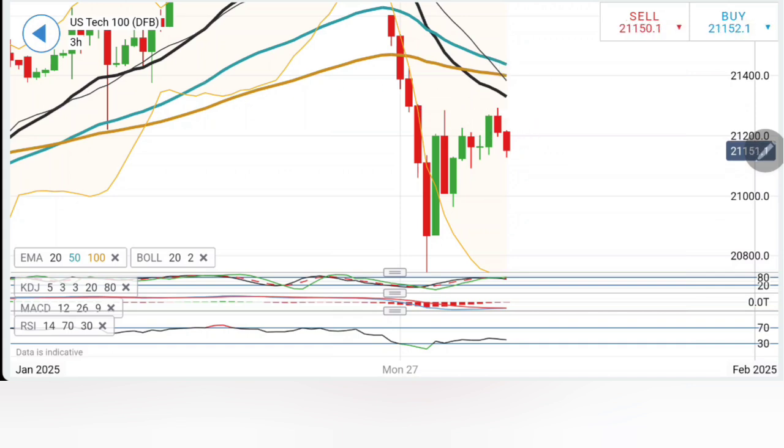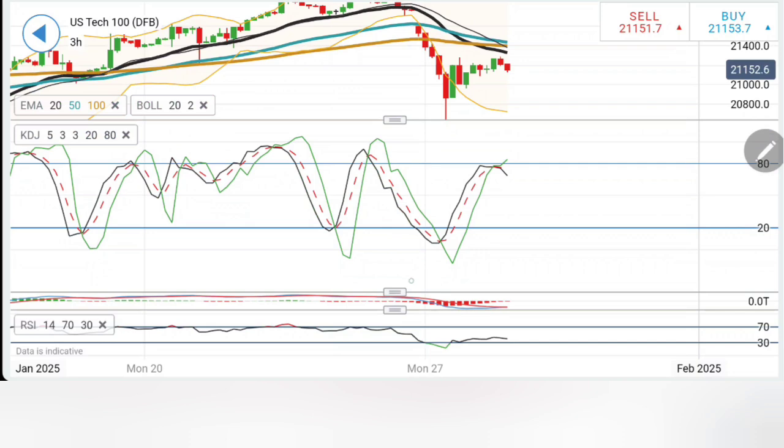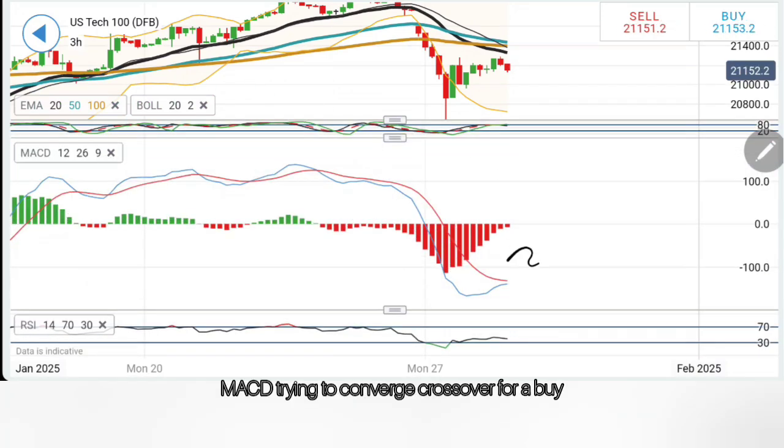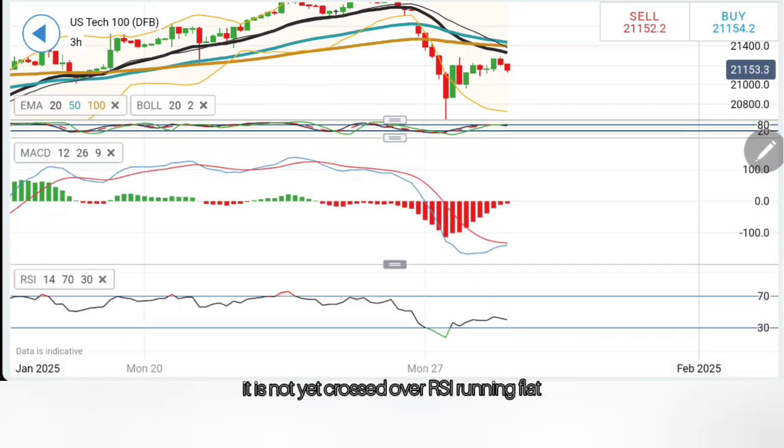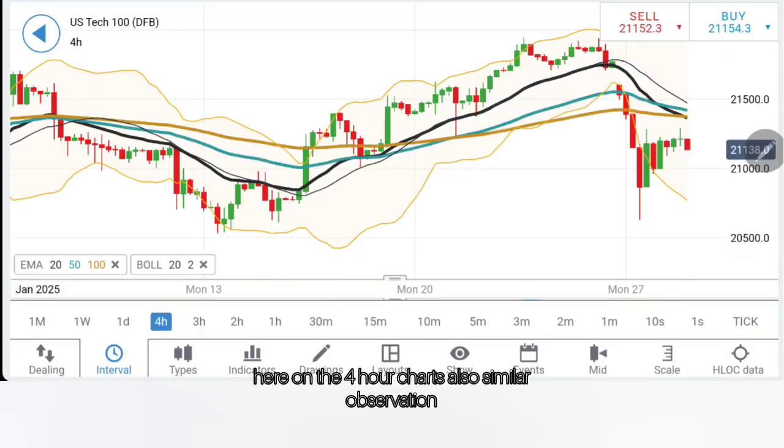On the upside, the next milestone which it would like to hit is 21,400, 21,420, and any move beyond this should take it towards 21,600, the next resistance zone. Stochastic at top, the MACD trying to converge, crossover for a buy. It is not yet crossed over. RSI running flat here.